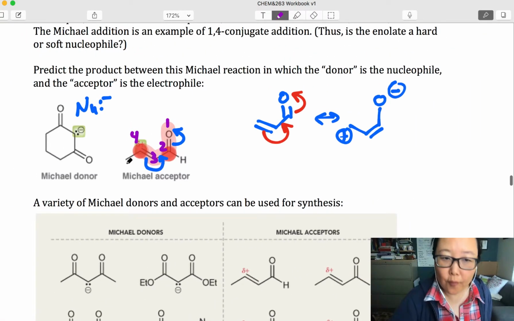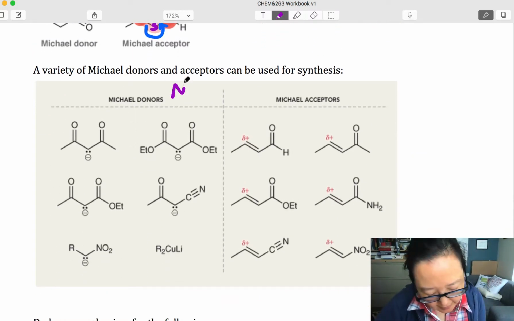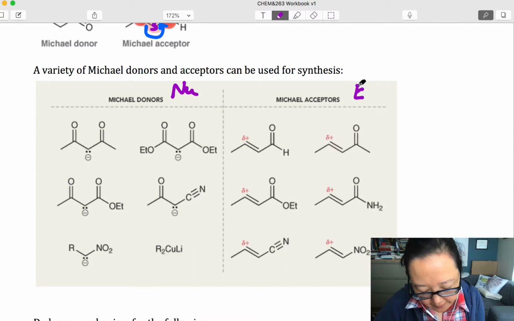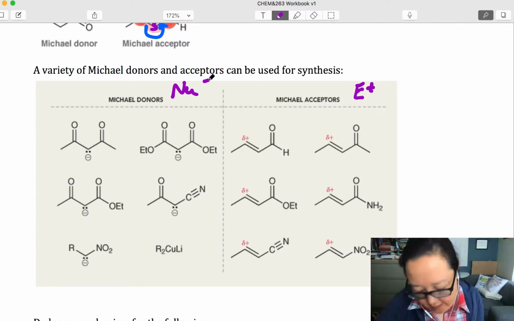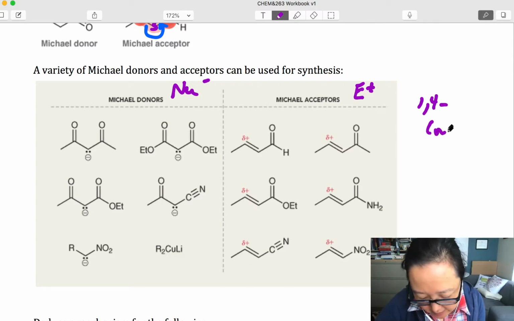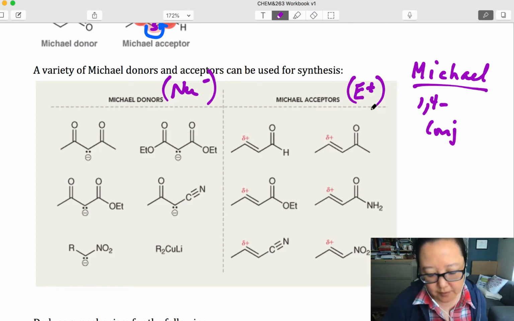So for 1,4 addition, these are the lists of nucleophiles, and these are the lists of electrophiles that pair together to do a 1,4 conjugate addition. And we call this conjugate addition a Michael reaction or a Michael addition. So we have Michael donors, which are our nucleophiles, and Michael acceptors, which are electrophilic.